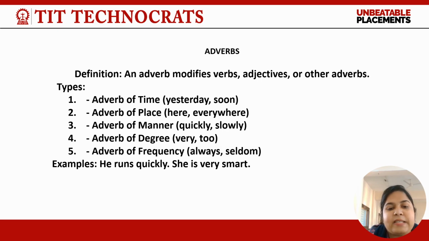The third type is adverb of manner, how it is done. It shows the manner: it is done quickly or it is done slowly. The fourth type is adverb of degree, which shows the degree in a sentence, such as very or too. The fifth type of adverb is adverb of frequency. That means how frequently something is happening in a sentence, so it can be used with a word like always or seldom.